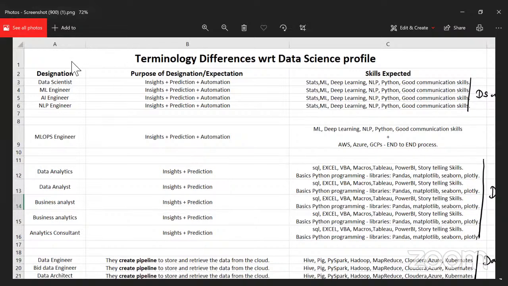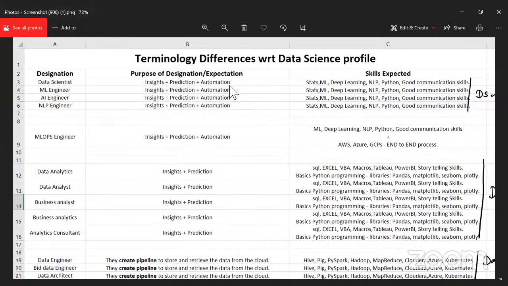Now, in case you're focusing on data scientist, we have different designations in the market, like data scientist, which is one common designation, junior data scientist, senior data scientist. Then machine learning engineer, artificial intelligence engineer, natural language processing engineer. So we have different designations for the profile. What is the purpose of the designation if you're going for this role? The companies will expect that this person is good at pulling out insights from the data, and will make predictions and also automation.